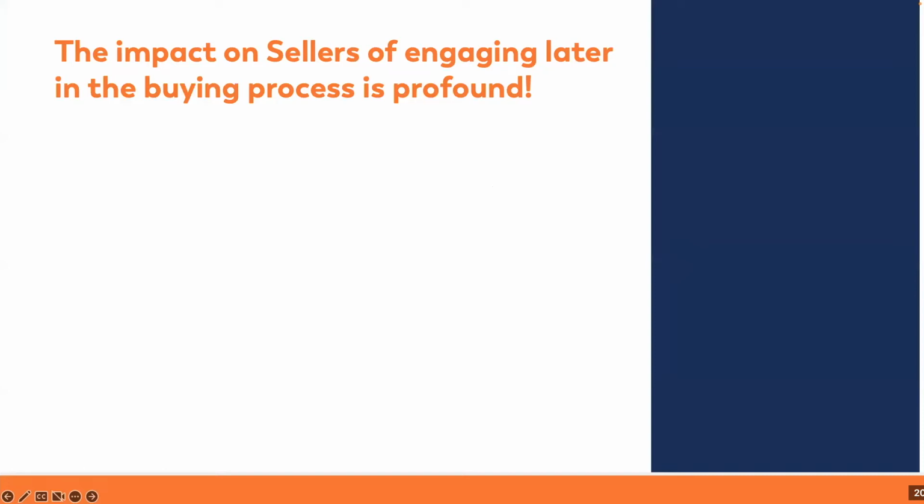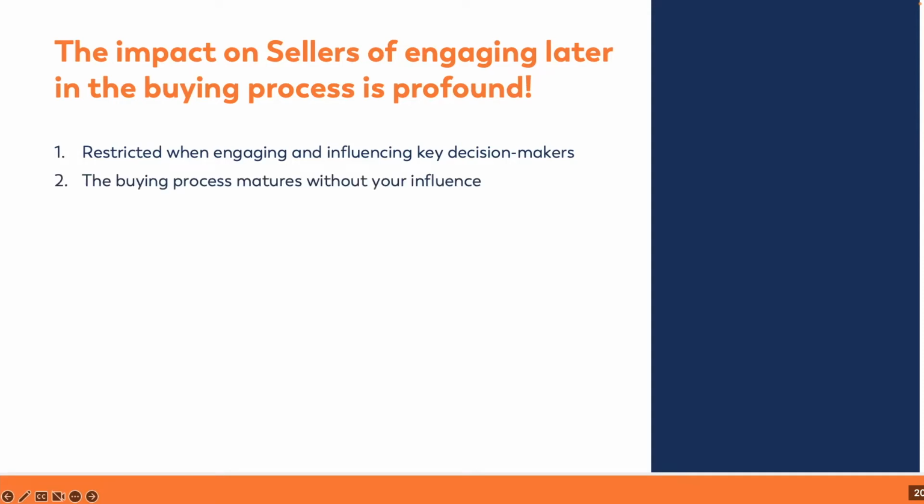And I've got a list of 10 here, so I'm just going to go through the 10. But this is how this is affecting sellers as we see it today. So it's creating restrictions on when we can engage and influence the key decision makers. And in fact, some of these decision makers are just not even accessible, because we end up trying to access the client later in the buying process, and it's become quite formalized.